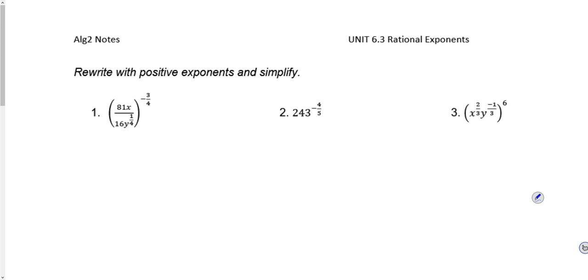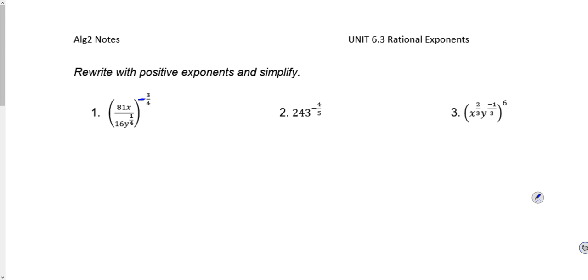Okay, so on these problems, it says rewrite with positive exponents and then simplify. Let's just do the first one. So, how do you fix a negative again? Okay, you just flip it, right?